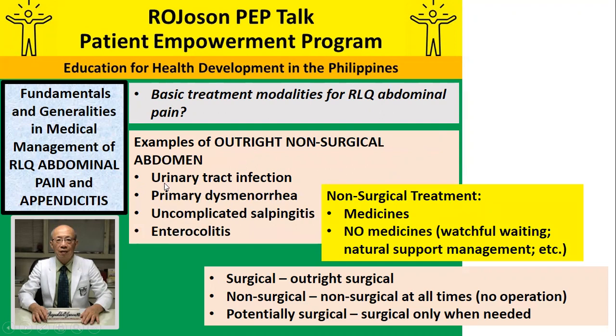non-surgical abdomen, examples will be, of course, urinary tract infection. We don't operate on this. Primary dysmenorrhea, uncomplicated salpingitis, so infection of the fallopian tube. Enterocolitis, meaning infection of the small and large intestine. In such cases, usually the treatment is outright non-surgical, so no operations needed. When you talk of non-surgical treatment, this usually includes medicine most of the time. But there are instances in which no medicine is indicated. You just do watchful waiting and give natural support management, etc.